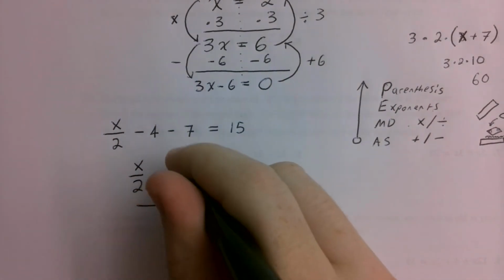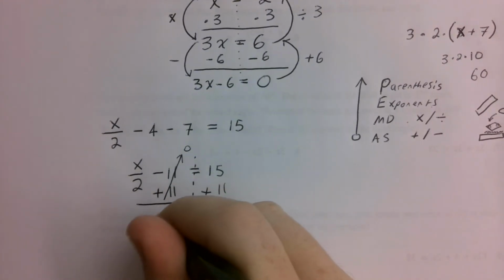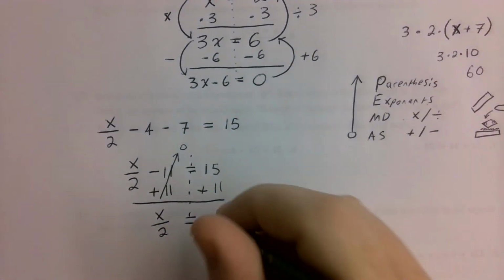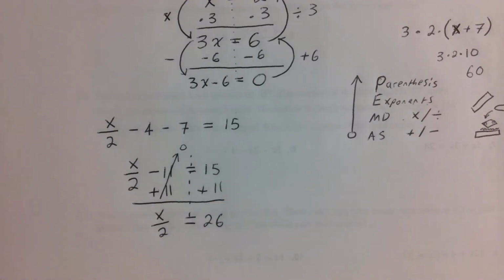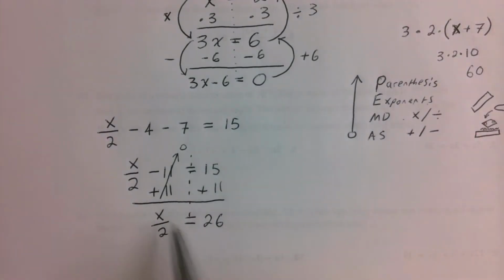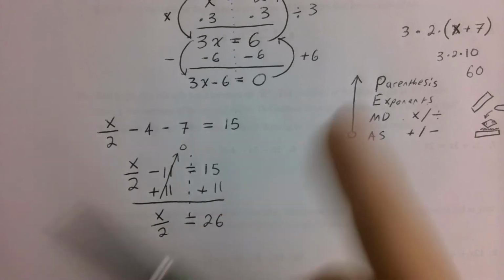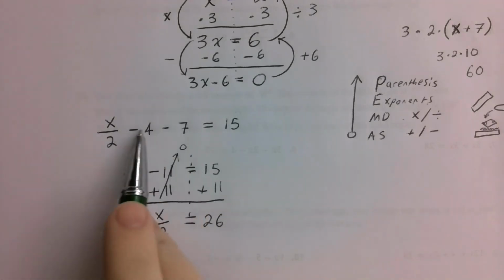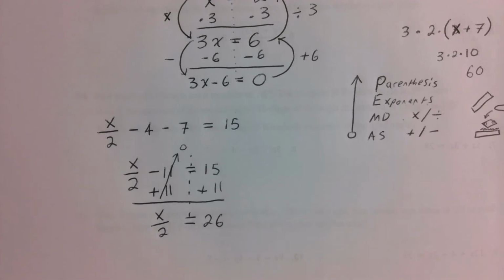When we do that, these two will cancel out to 0, just like last section. x over 2 equals 26. Now we're left with a one-step equation. We just need to get x by itself. Is there any more addition and subtraction we can undo? No, because we simplified at the start. See, this is why simplification is so important, because otherwise we'd be stuck here for an extra step, and that's just a lot of hassle. It would still work, but it'd be a lot more steps and a lot more effort.